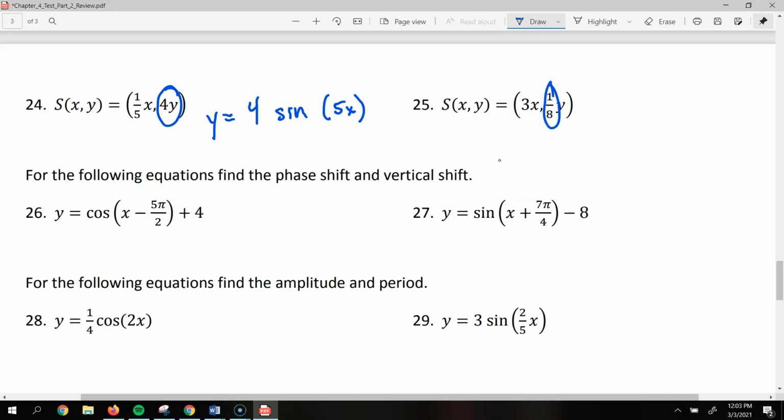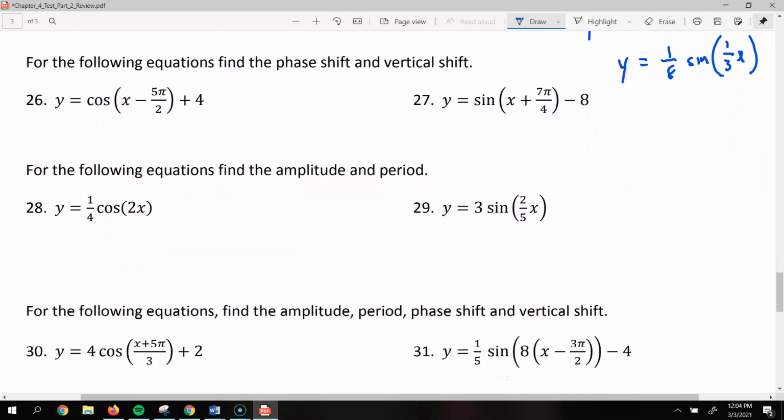Again, for this one, vertically, this is going to stay the same, so I'm going to say y equals 1/8 the sine of, we take the reciprocal of the 3, which is 1/3, so if you say 1/3 x, or if you said x divided by 3, it's the same thing. So you could say y equals 1/8 the sine of x divided by 3, or if you said y equals 1/8 sine of 1/3 x, both of those mean the same thing.